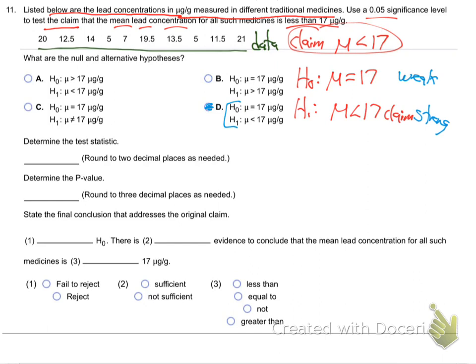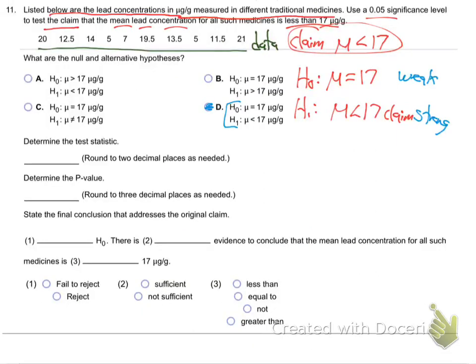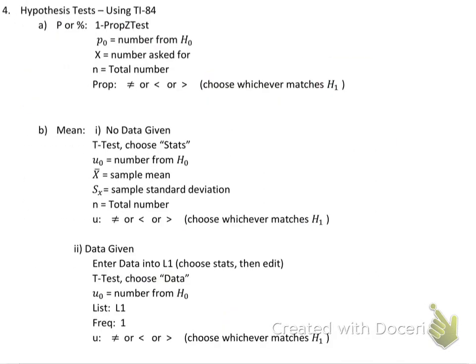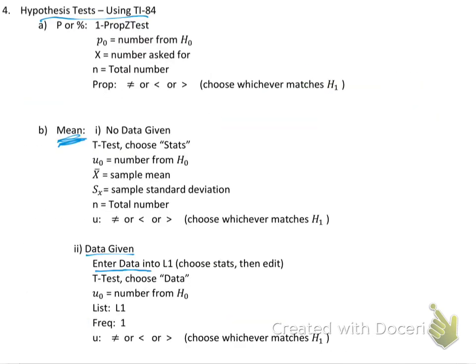So the difference on this one now is, let's go to the notes. So this time we're doing mean. This is hypothesis test using TI-84, mean, and data given. We're coming down there because they gave us data. So what do we do first? Enter the data into L1, choose stats, then edit.